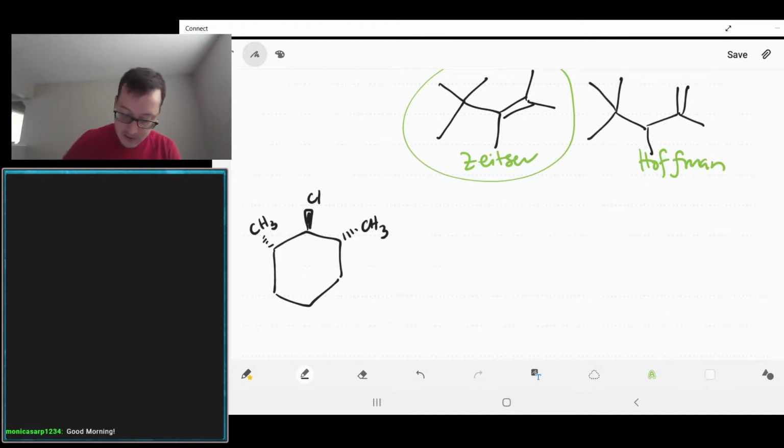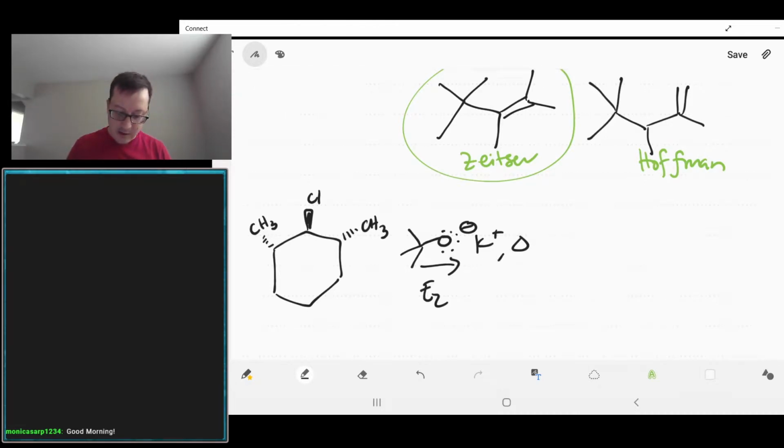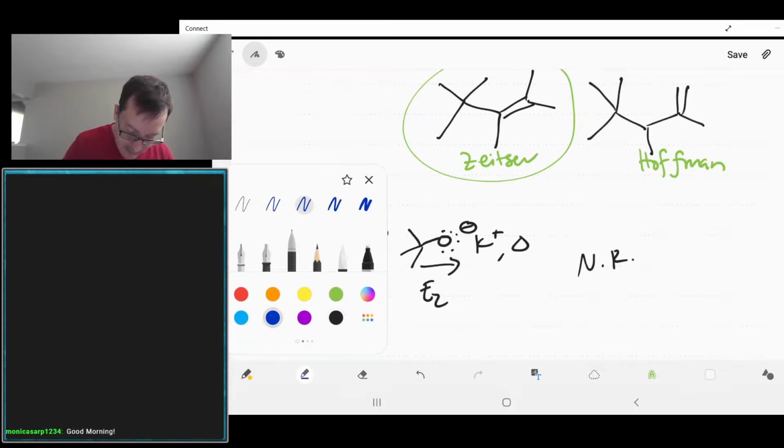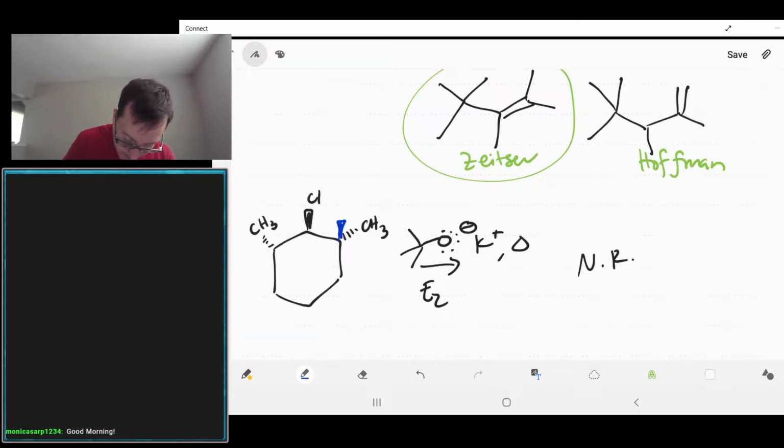If we tried E2 on this, with t-butoxide and heat, again we're going to see no reaction here. The reason is, even though we do have hydrogens, we have a hydrogen on either side, and these can't be anti-periplanar. So E2 reactions are very nice reactions, but sometimes you just can't have them happen. You must have an anti-periplanar hydrogen.